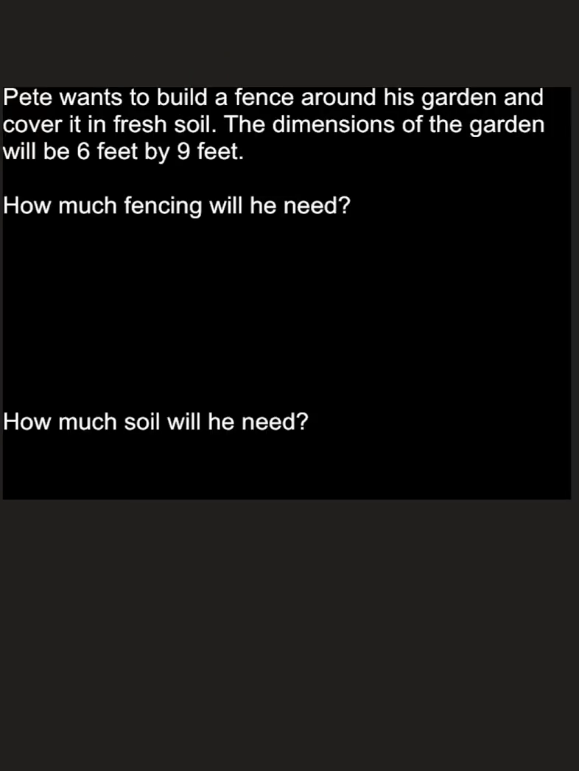In this example here, we have Pete wanting to build a fence around his garden and cover it with fresh soil. The dimensions of the garden will be 6 feet by 9 feet. Strongly recommend that you draw a picture whenever you are dealing with word problems so you can visualize what's happening. 6 feet by 9 feet, this is a rectangle. So the first question is, how much fencing will he need? Well, fencing is actually a synonym for perimeter.